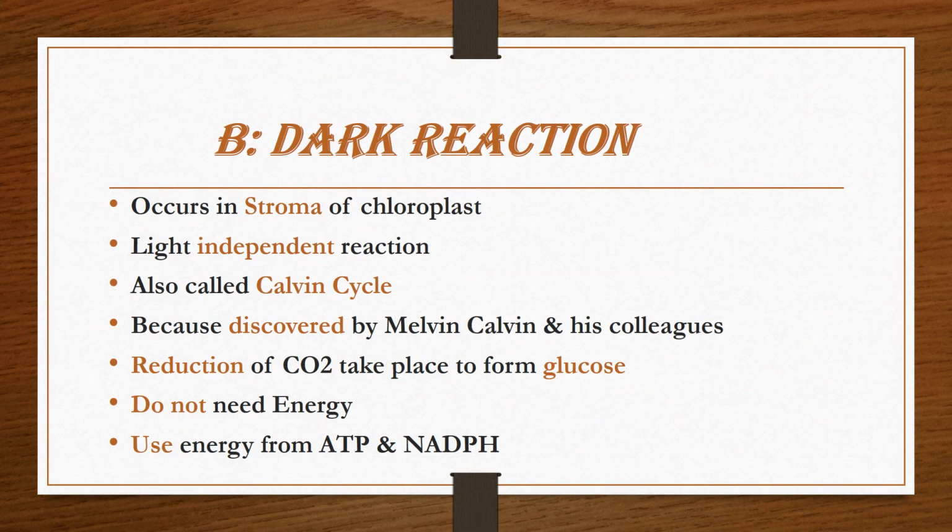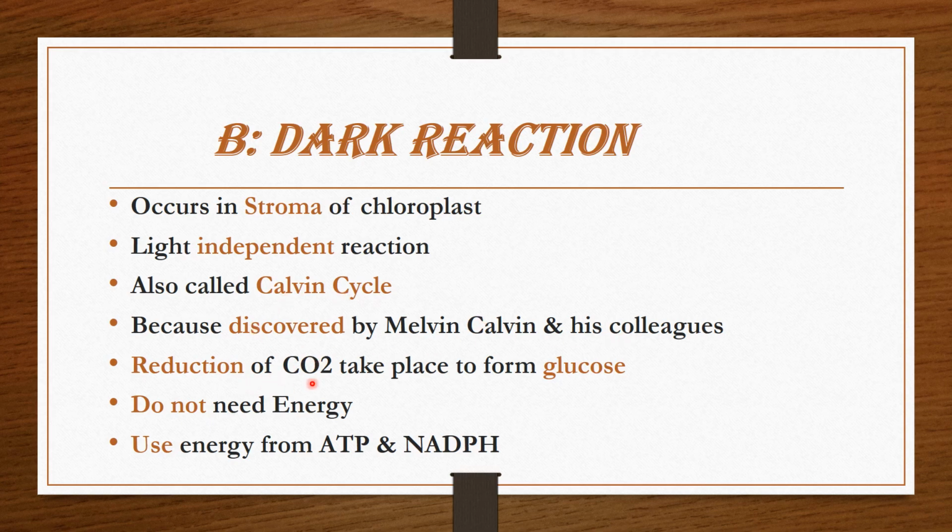Dark reaction is represented by its name. Dark reaction means it doesn't need light. It occurs in the stroma. Stroma is another part of the chloroplast, other than the thylakoids and granum. We will discuss it in the diagram so you can understand. So it is the light independent reaction, also called the Calvin cycle. Why is it called the Calvin cycle? Because it was discovered by Melvin Calvin and his colleagues.